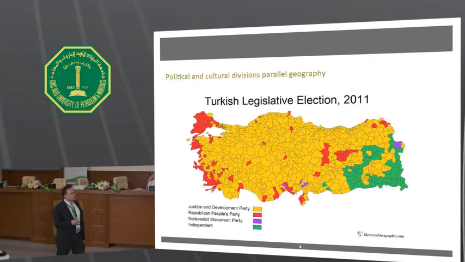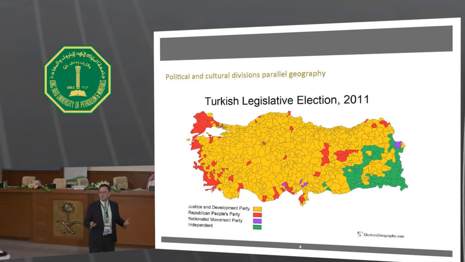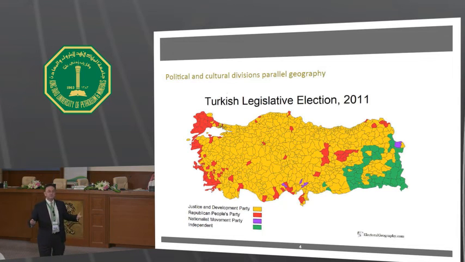Now, there are some red areas in here, but there is a reason for those, because in particular these areas right here, those two areas are heavily populated with Alevi people, and they are very secular in Turkey.